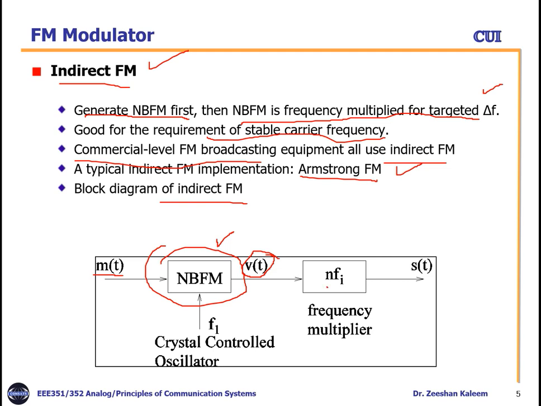To generate this, we just pass the narrowband FM generated signal to the multiplier, the n times multiplier. The selection of n depends on our targeted carrier frequency and our targeted delta f. So the input frequency into n gives us the final frequency, the desired frequency and the desired frequency deviation.